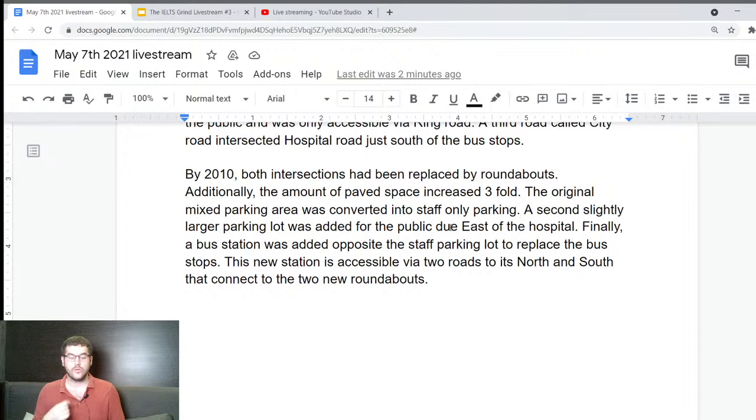Second, we're also saying what was changed. It replaced the bus stops. I don't need to say the bus stops were taken away in a second sentence. Be concise when you can. This new station is accessible via two roads to its north and south that connect to the two new roundabouts. And there we go. This is probably more than 150 words.